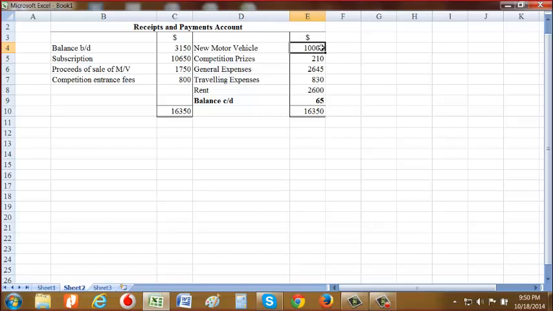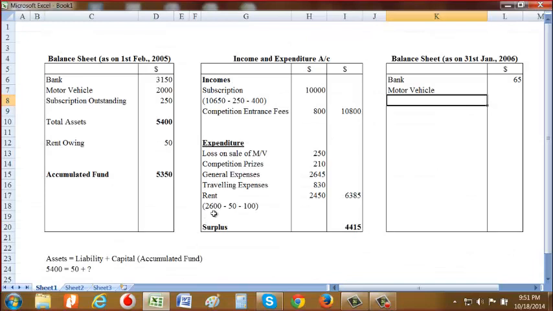Oh, I have made one mistake. See, the motor vehicle I bought at what price? 10,000. And as per the question, the value of the motor vehicle is now only 8,500, isn't it? So the value has decreased. I bought it for 10,000, but its value is now 8,500. So how much value decreased? So this is a loss. Okay. So this loss I have to consider here.